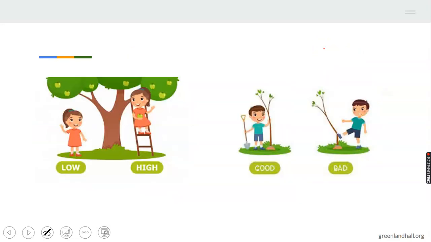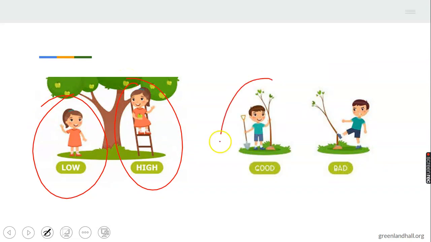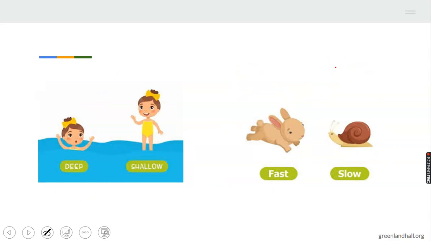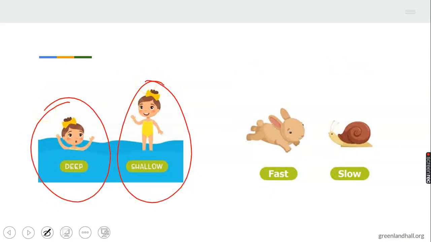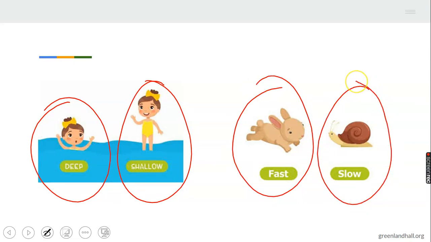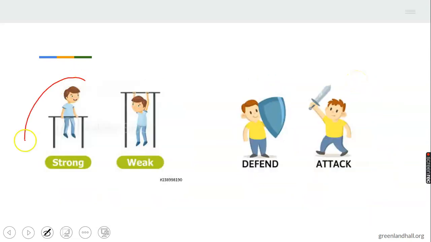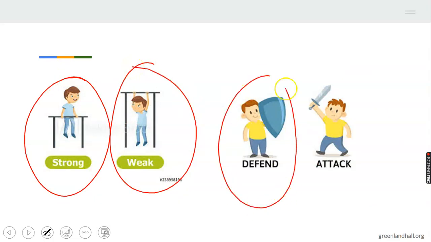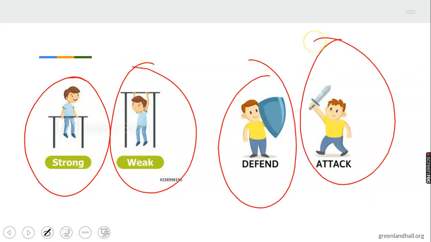All right. Now, we have low also here. The antonym of low is high. Good. The antonym of good is bad. All right. Deep. The antonym of deep is shallow. That means when you're not going to the depth, when you're on the surface. Fast. The antonym of fast is slow. Strong. The antonym of strong is weak. Different. The antonym of different is same.